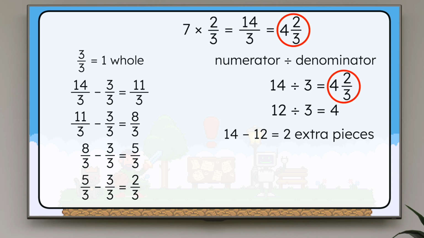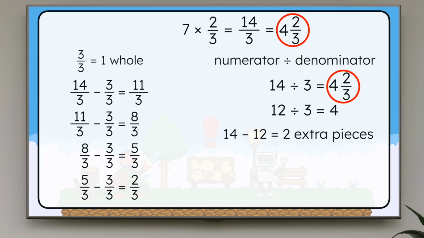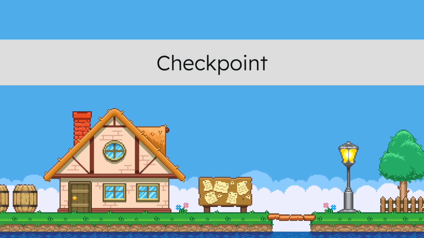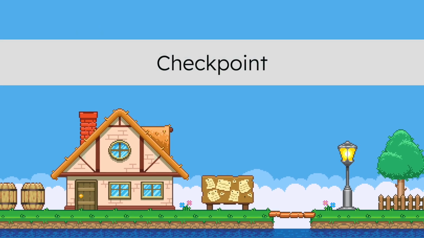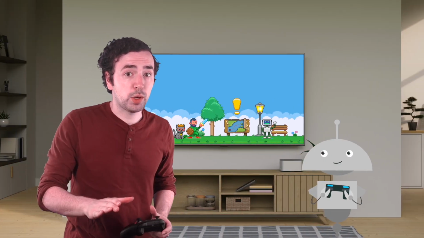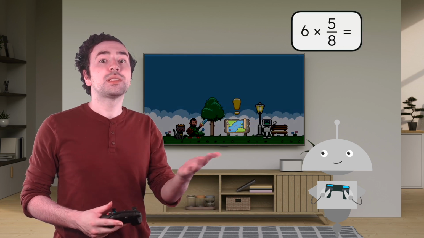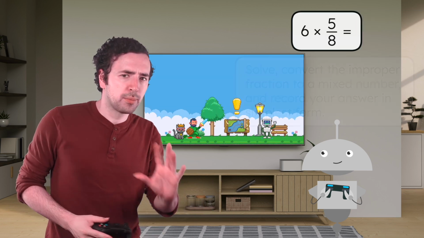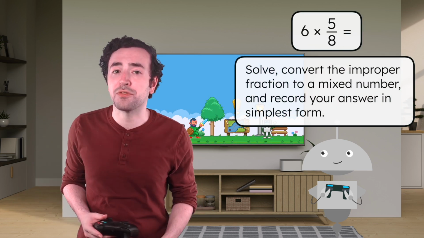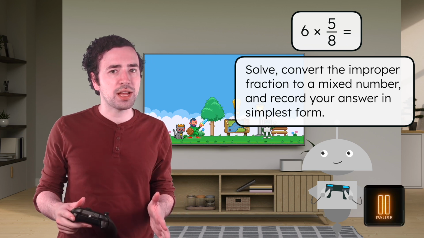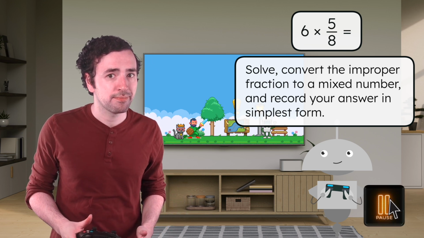I think we're ready for that checkpoint. Remember, checkpoints restore a lot of health. And this one has a bonus treasure map too. We just need to solve 6 times 5/8. Pause here to solve, convert the improper fraction to a mixed number, and record your answer in simplest form.